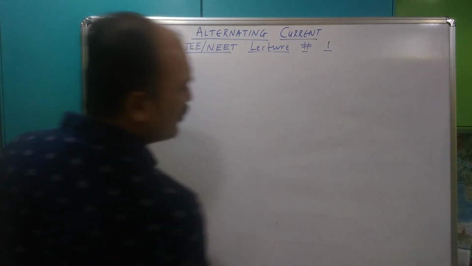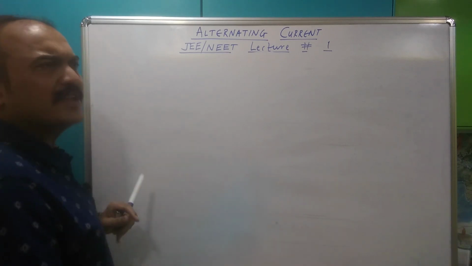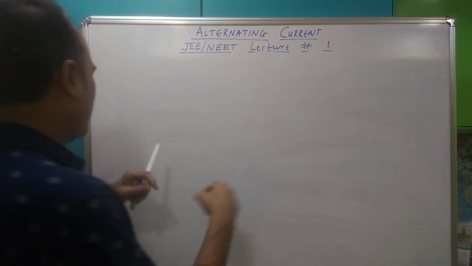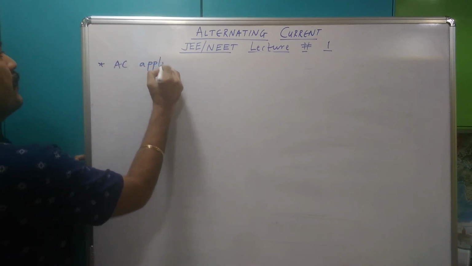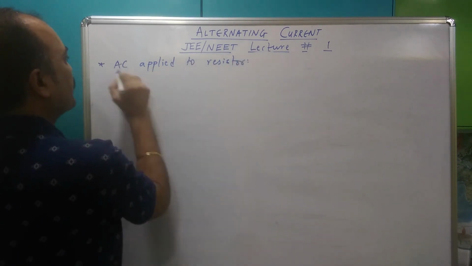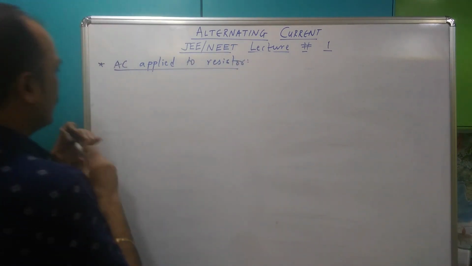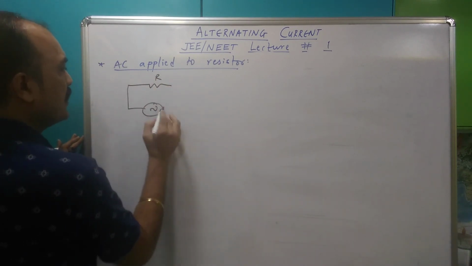We have seen applying of AC to resistor, capacitor, inductor. We know the theory, we know the ideas. I'm just going to brush up. So AC applied to resistor. This is a resistor and I'm going to apply AC to it.